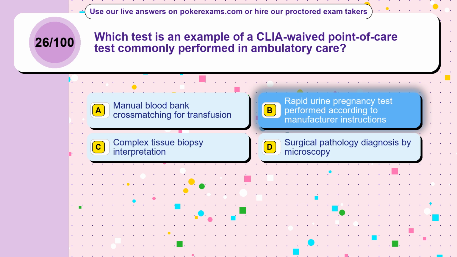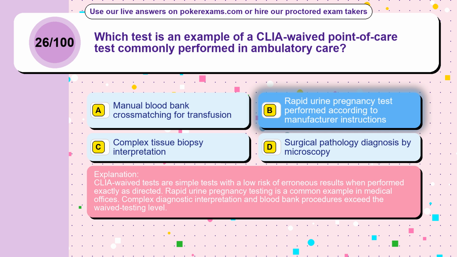The correct answer is option B, rapid urine pregnancy test performed according to manufacturer instructions. CLIA-waived tests are simple tests with a low risk of erroneous results when performed exactly as directed. Rapid urine pregnancy testing is a common example in medical offices. Complex diagnostic interpretation and blood bank procedures exceed the waived testing level.